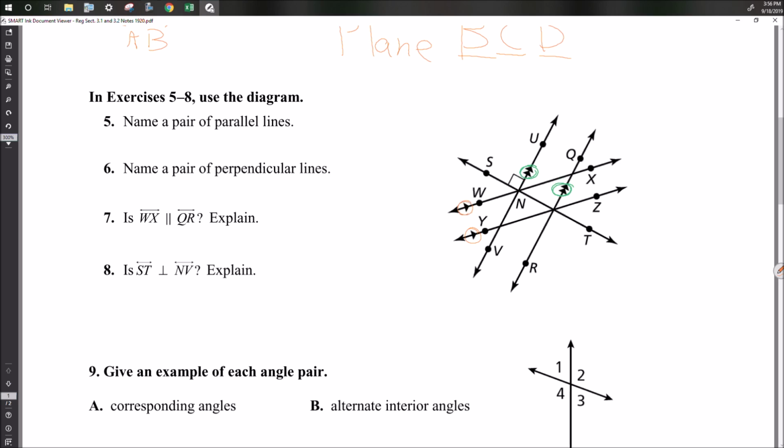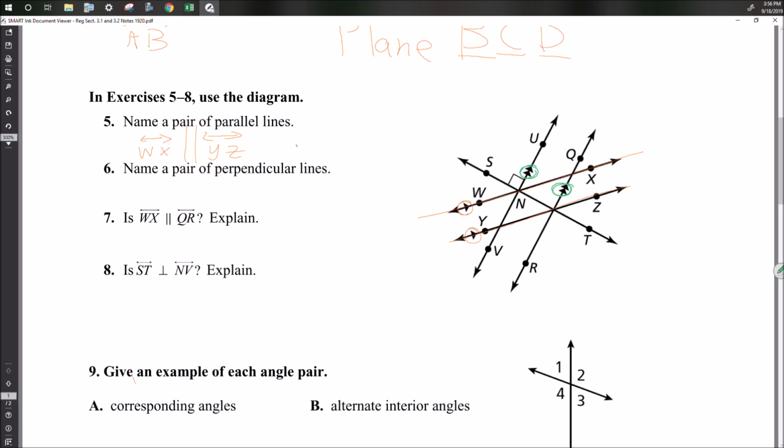So the first one is this line right here. It contains point W and point X. This would be line WX or XW is parallel to line. Now the other one has points Y and point Z. So that would be line YZ.